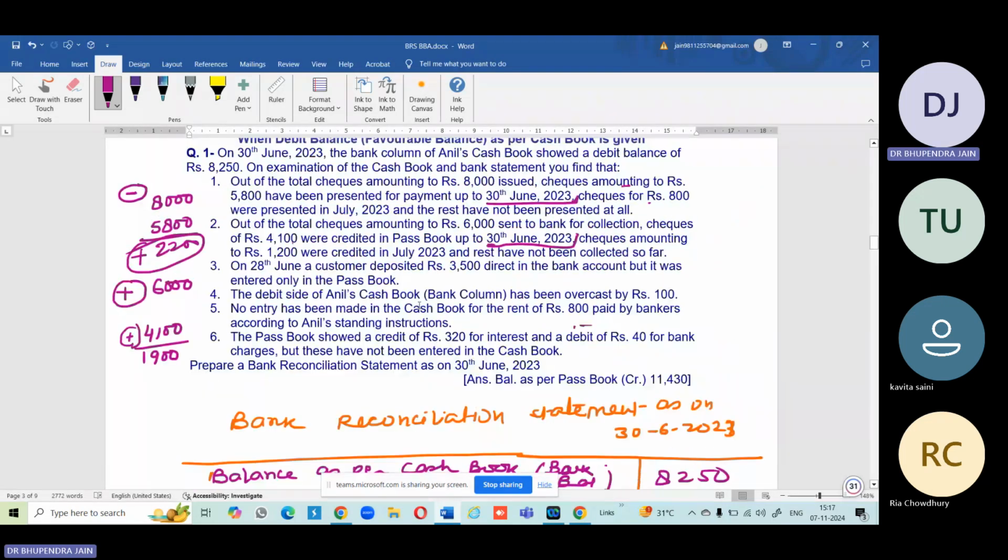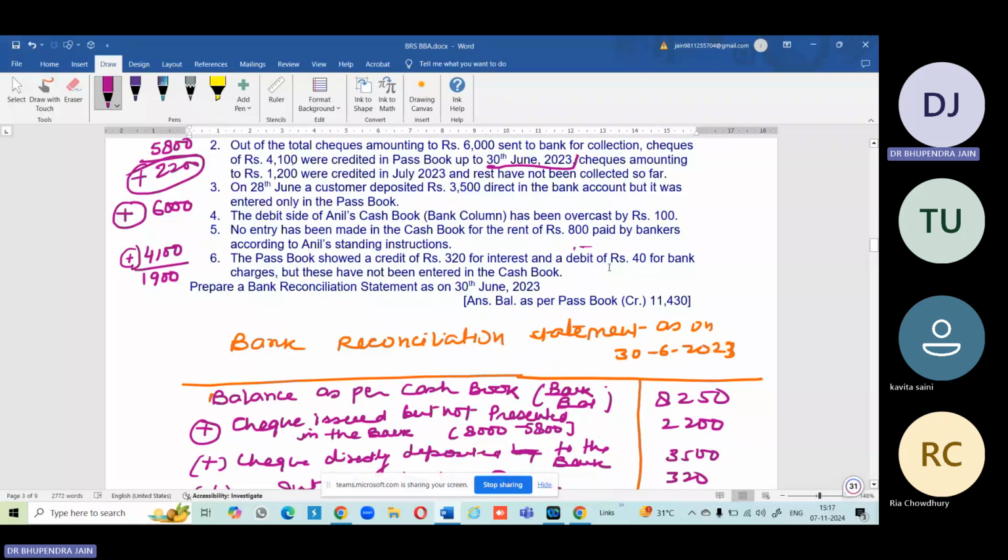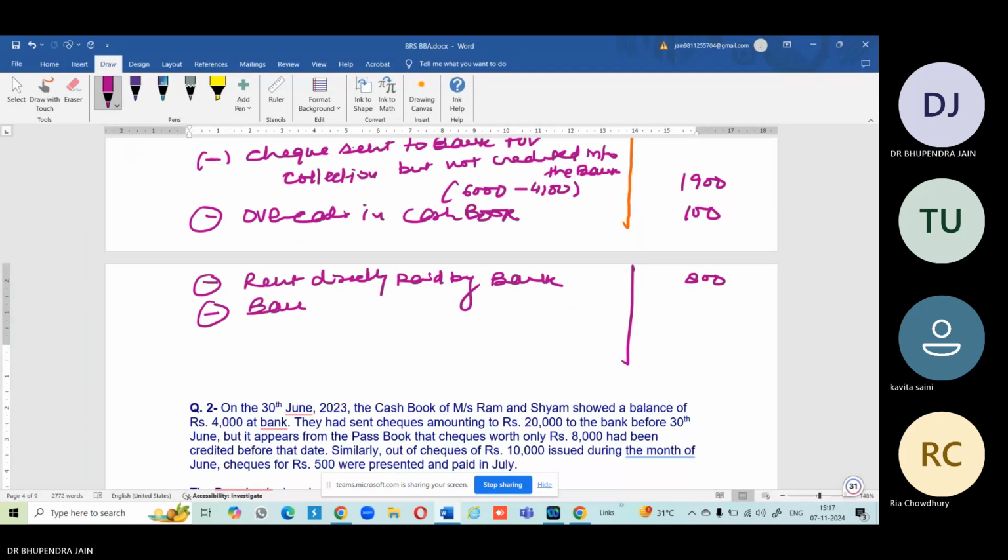Now, a debit of 40 rupees for bank charges has not been entered in the cash book. The bank has charged 40 rupees as bank charges and reduced the balance, so you also have to reduce the balance by rupees 40. What will it be? Minus. Bank charges charged by the bank.